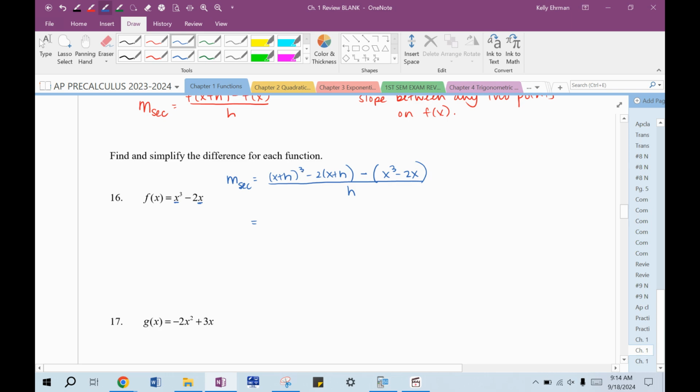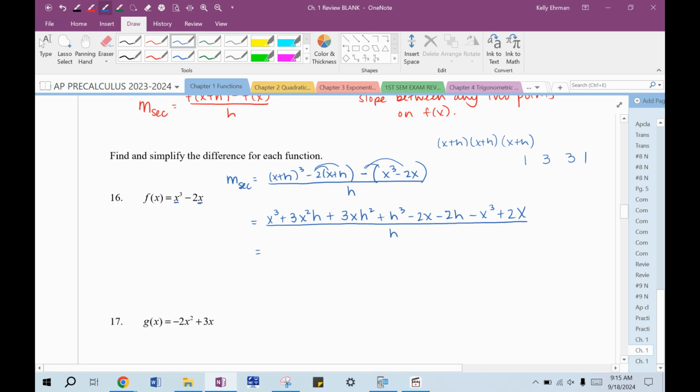Remember, there's a shortcut to cubing a binomial. If you don't remember it, then you've got to cube it out the long way, which is to multiply x plus h times itself, get that answer, and multiply it by a third one. But remember, the shortcut, Pascal's triangle, was 1, 3, 3, 1. And that meant that we get 1x to the third plus 3x squared h plus 3xh squared plus h to the third. And then we're going to distribute a negative 2 through, so minus 2x minus 2h. Distribute a negative through, minus x to the third plus 2x. All of this is still over h.